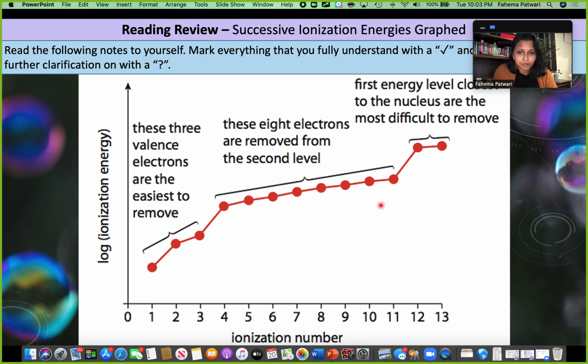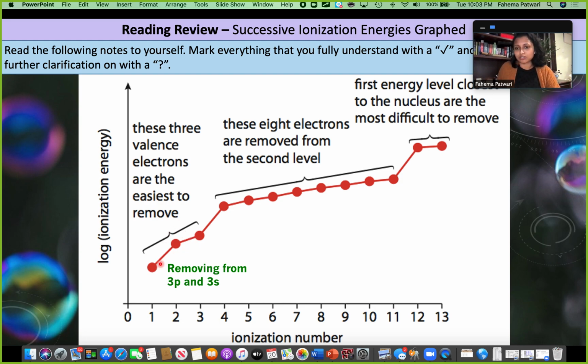And then we can break this information down further. So these first three were from the third energy level, but even within this little piece here, there are slight irregularities. This first electron comes from sublevel 3p, which is slightly higher in energy than sublevel 3s. So since this electron is already higher in energy, you don't need to add that much more to remove it.